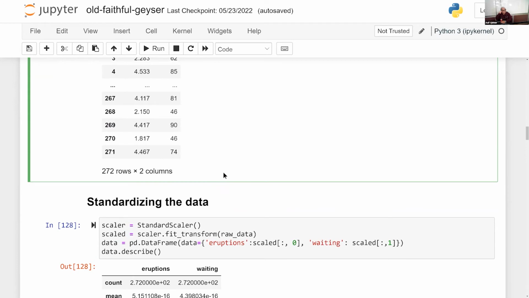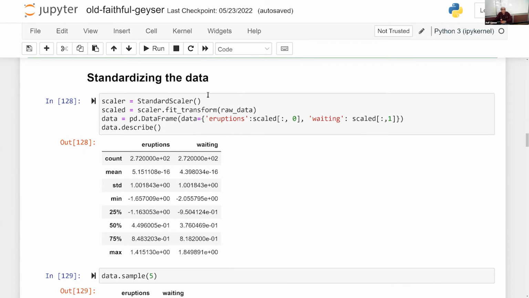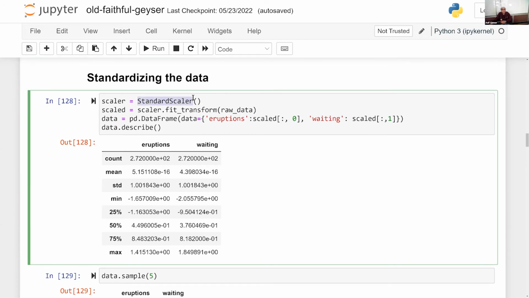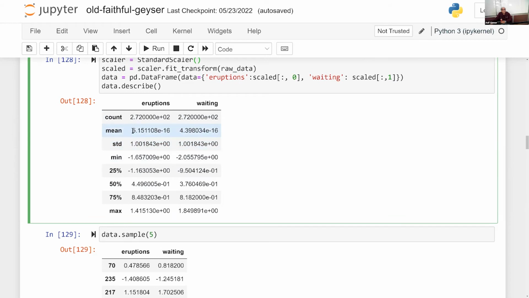Now, I told you that a good data scientist would wake up, brush their teeth, and standardize the data. So that's what we do. In the scikit library, there's a lovely function called standard scaler. It will take your data and transform it into scaled data. When you look at the transformed data and its statistics, you will notice the mean is 5.5 times 10 to the minus 16, which is close to 0.